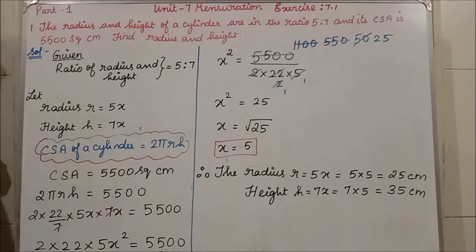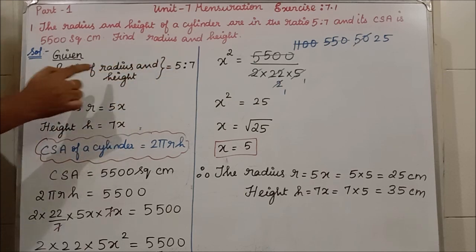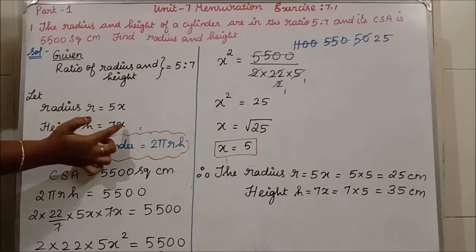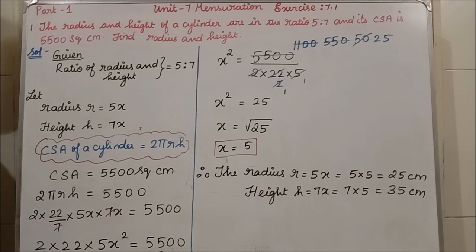First, whenever they give the ratio, we have to consider it with one variable. See, I have taken radius r equal to 5, so 5x you have to take. The second is height, 7. So height h is equal to 7x. Whatever variable you take for this, the same variable you have to take here also. If you take y, then here also y you have to take.